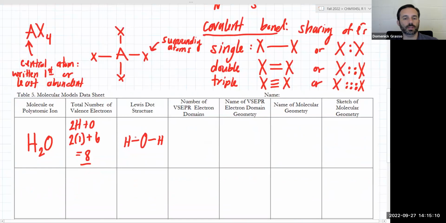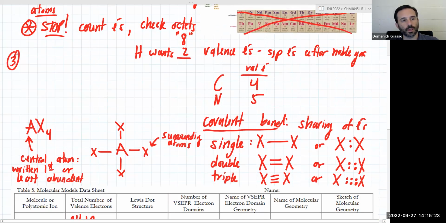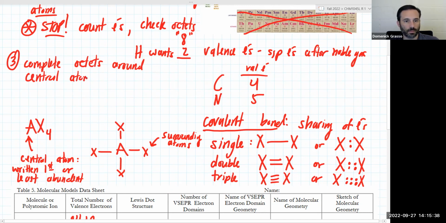So I made my single bond. I stop, I count. On the board, remember, a single bond equals a pair of electrons. So I only have 4 electrons on the board right now. So I need some more rules to do this. Rule number 3: complete octets around the central atom, starting with the surrounding atoms.